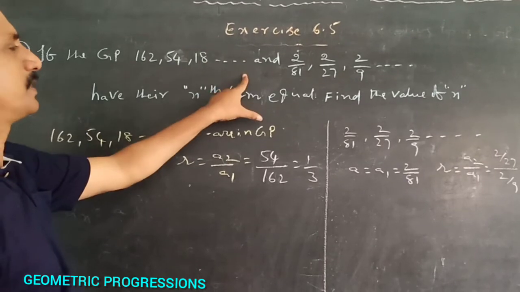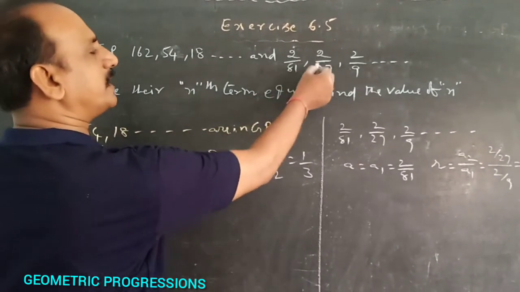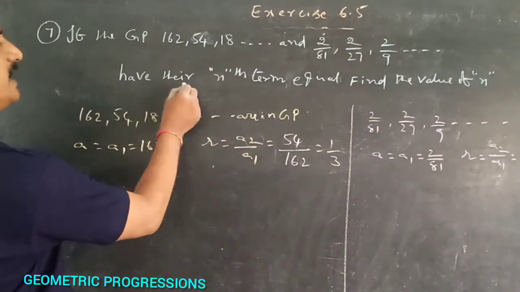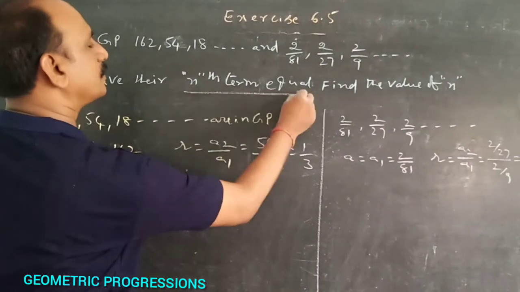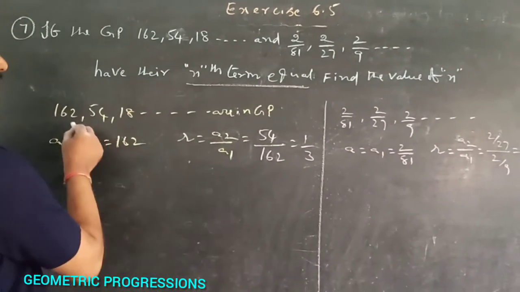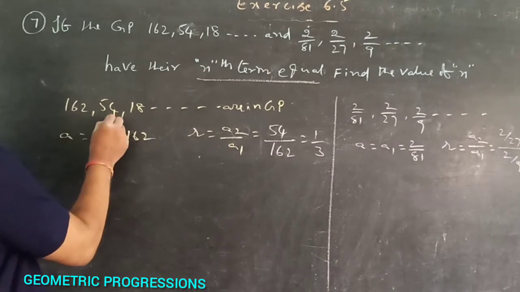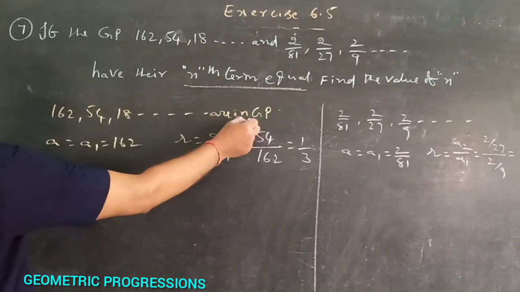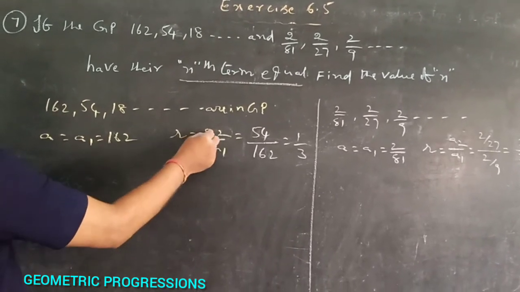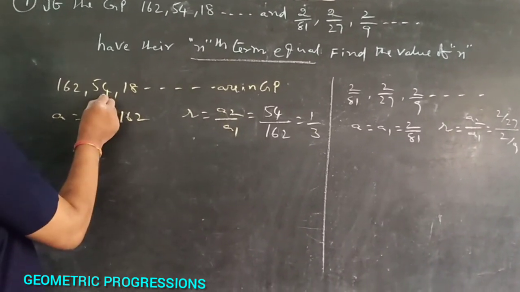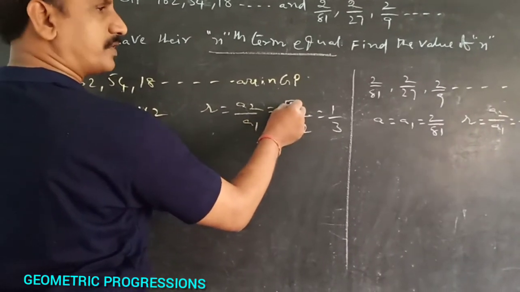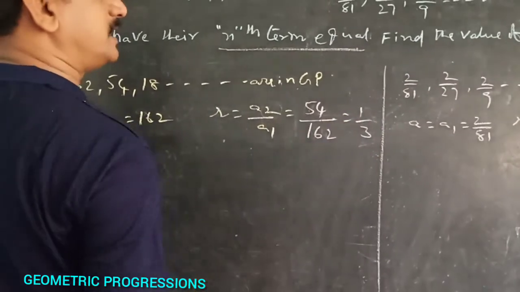Next problem. The first geometric progression is 162, 54, 18 and so on, and the second is 2 by 81, 2 by 27, 2 by 9 and so on. The two progressions have their nth terms equal. Find the value of n. First progression 162, 54, 18 and so on is in GP. So A equals A1 equals 162. R is equal to A2 by A1, which is 54 by 162, that equals 1 by 3.